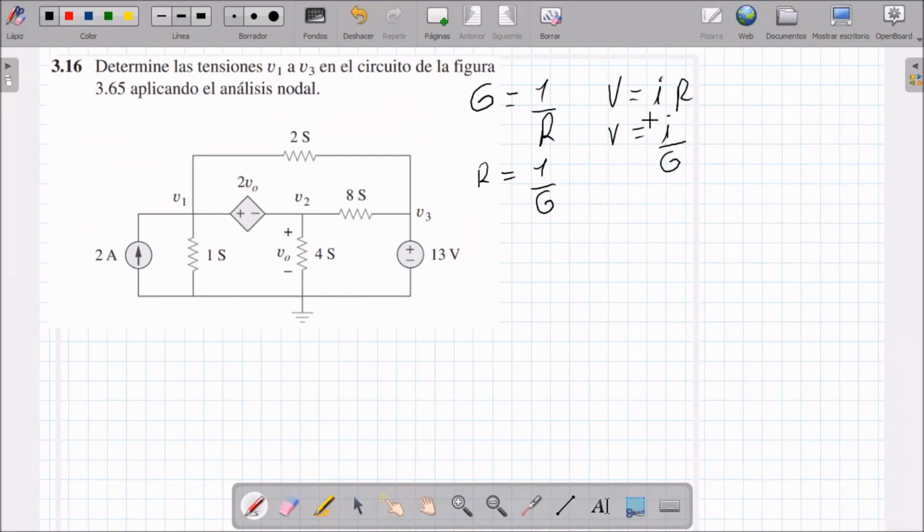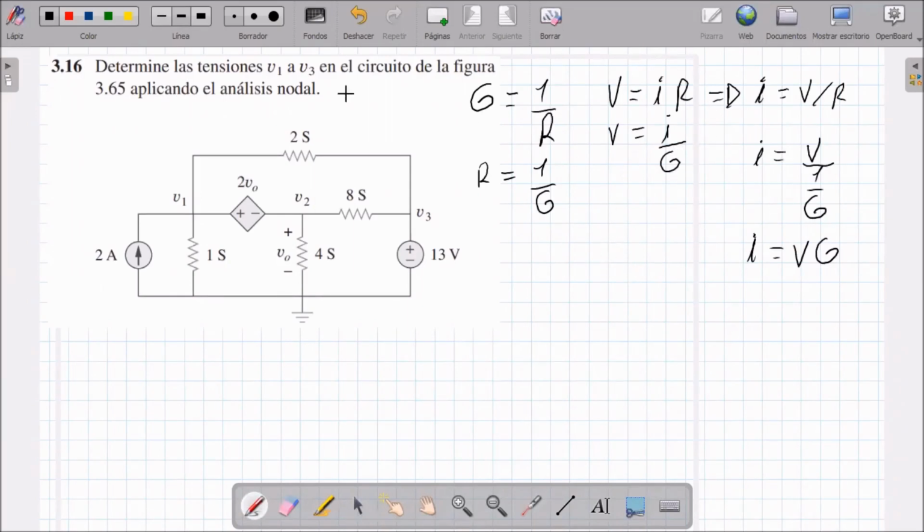What if we wanted to calculate the current by solving for I here, where the current would be equal to the voltage over the resistance? In that order of ideas, the current would be equal to the voltage over the resistance, but the resistance is 1 over G. Therefore the current is calculated as the voltage times the conductance, right? That's what we have to remember.